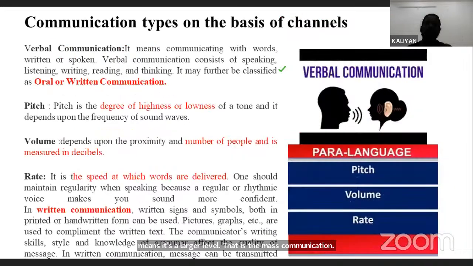And next type is on the basis of the channel. So on the basis of the channel, there are two types, verbal communication and non-verbal communication. Verbal communication means with words, written or spoken. Verbal literally means a word, written or spoken. So communication through the word, written or spoken, is verbal communication. Verbal communication is further divided into two types, oral and written. Oral means voice. Written means words.